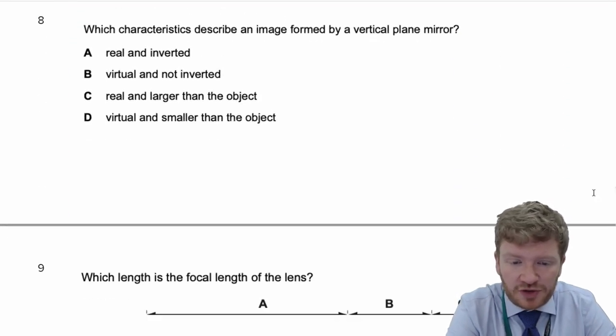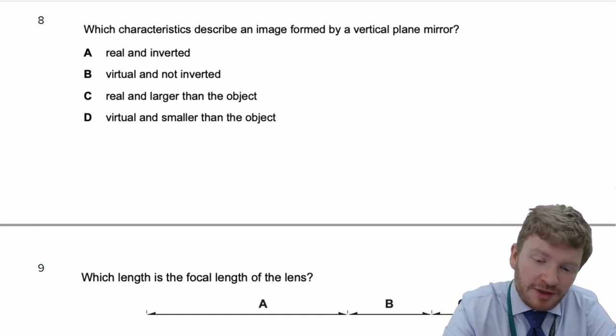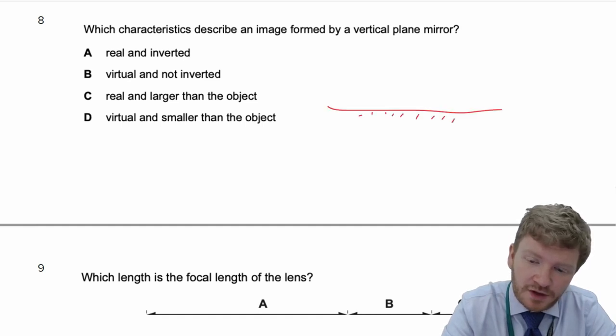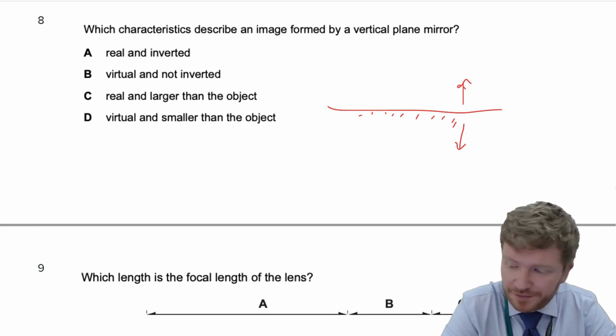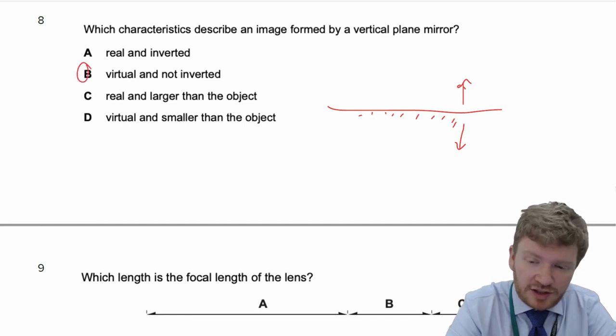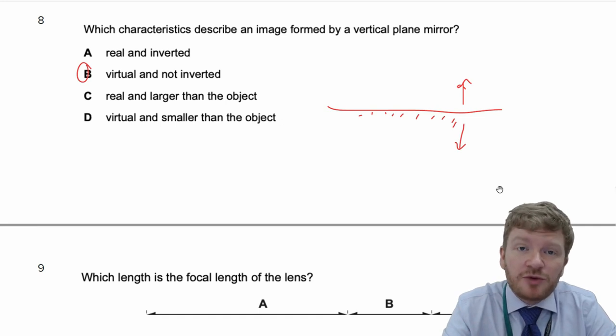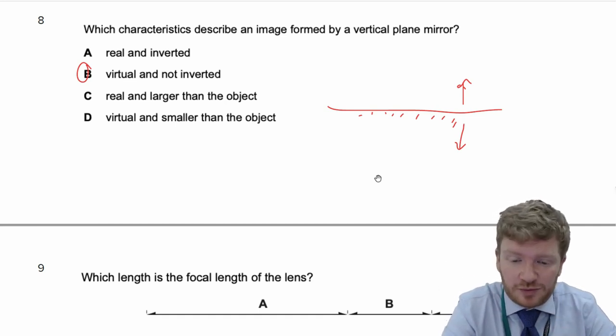Which characteristics describe an image formed by a vertical plane mirror? So in a mirror, we have a virtual image and it's not inverted. If you remember, if this is my mirror and here is my object, in a mirror you will see the same thing on the other side. So it will look like that. It's not inverted because when you look at yourself in a mirror, you don't see yourself upside down.